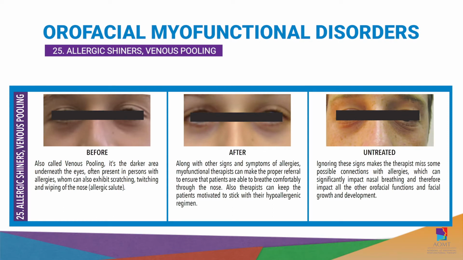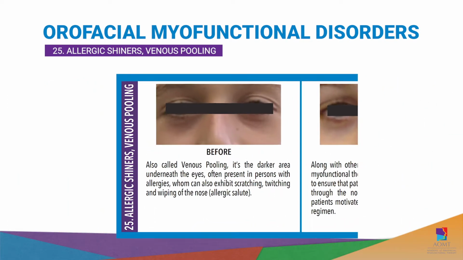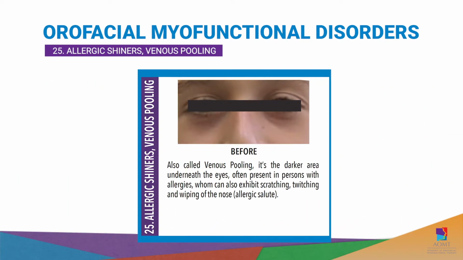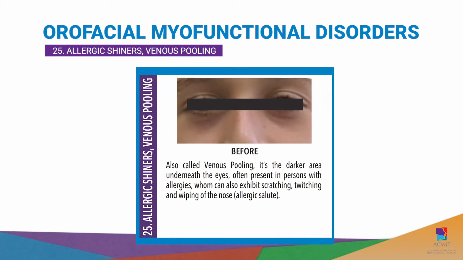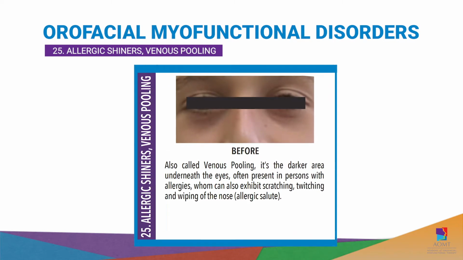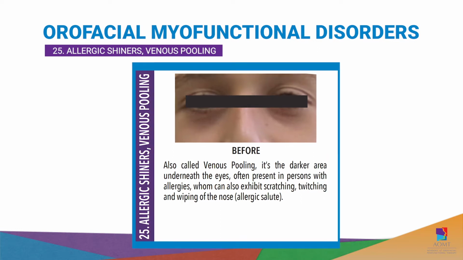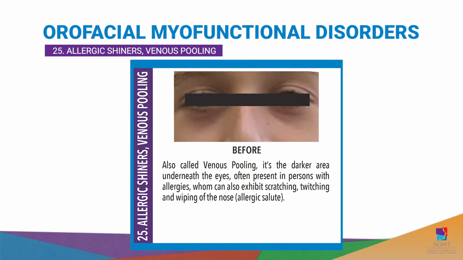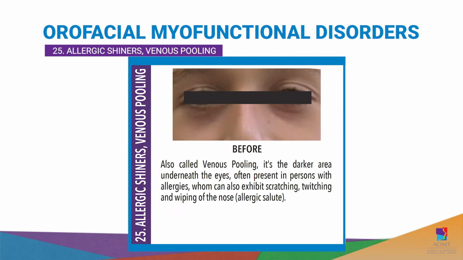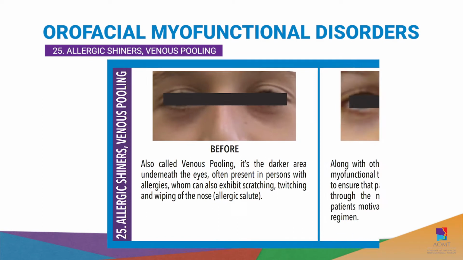25. Allergic shiners or venous pooling. Also called venous pooling, it is the darker area beneath the eyes, often present in persons with allergies, who may also exhibit scratching, twitching, and wiping of the nose, the allergic salute.